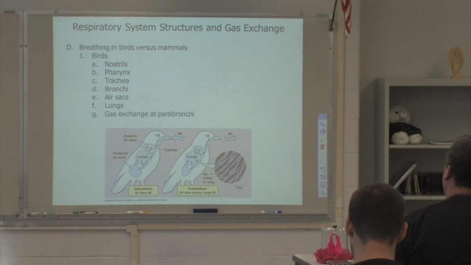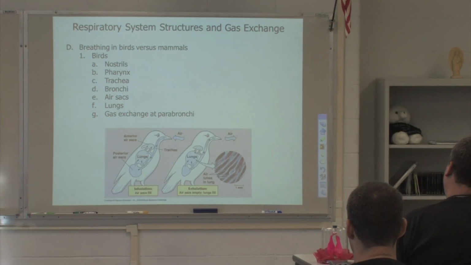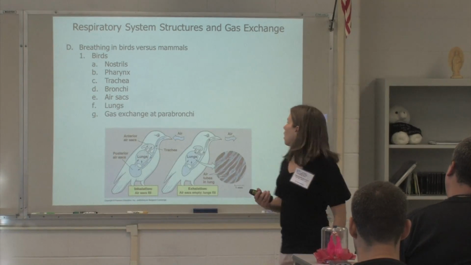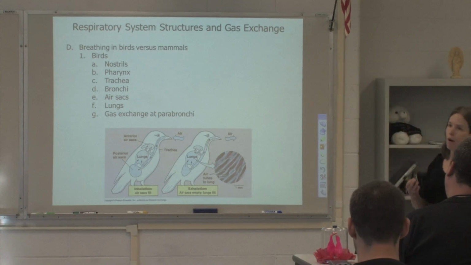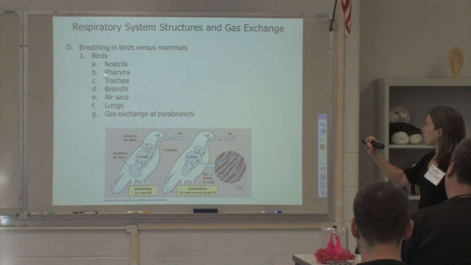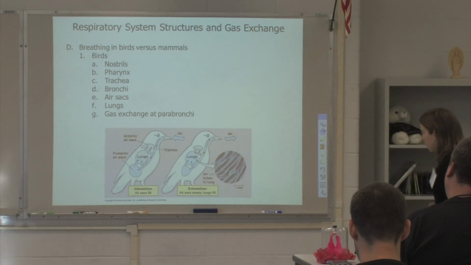So I want to talk about two different terrestrial animals, breathing in birds versus breathing in mammals. We'll start out with birds, and contrary to what you might think, breathing in birds is actually much more complex than it is in mammals. So these are the structures of importance when we're talking about respiration and ventilation in birds. The air enters the bird through the nostrils, passes through the pharynx, the trachea, and the bronchi.